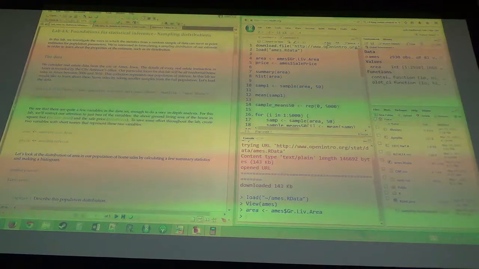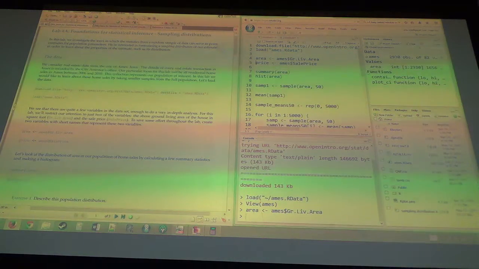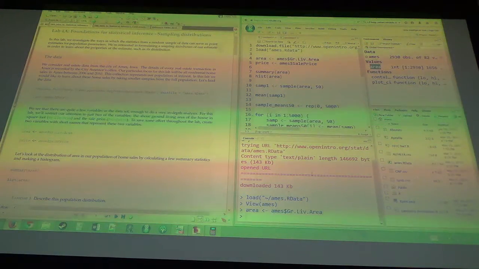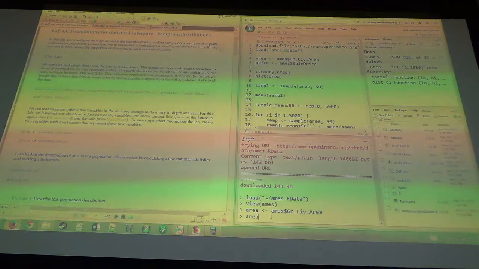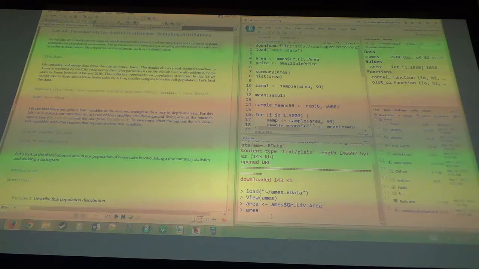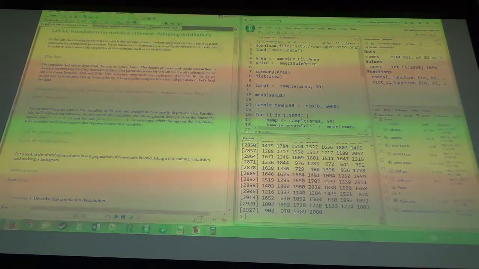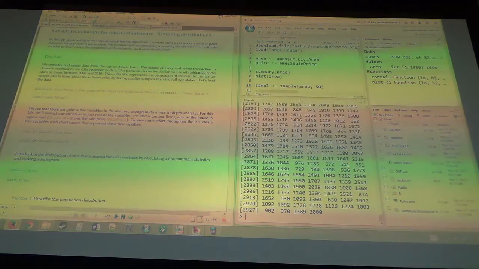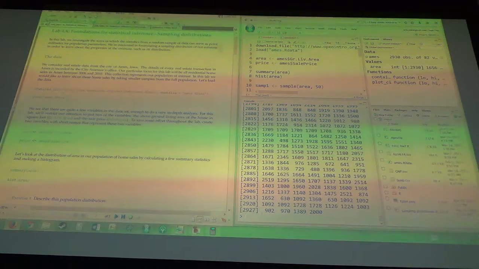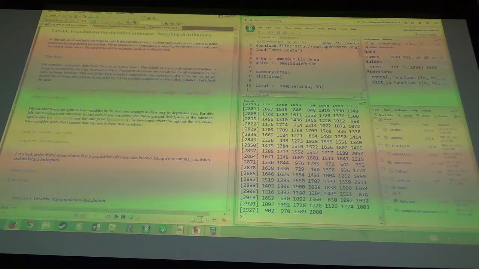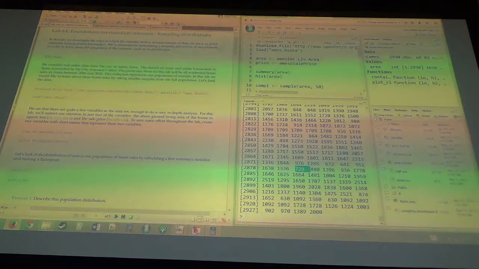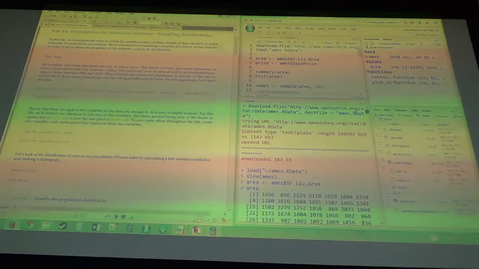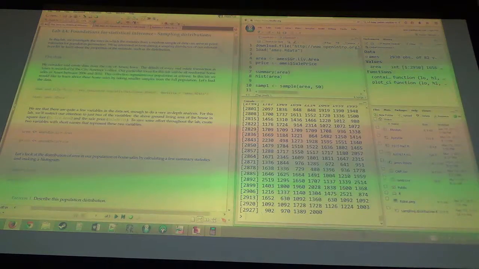Because this is real estate data. And we can look at area, and now this is an integer vector. And if I ask it to see area, we can see the listing of all houses. The last house had 2,000 square feet, here's a little house with only 729 square feet or 480. You can see a listing of all 2,000 homes and their square footage here.